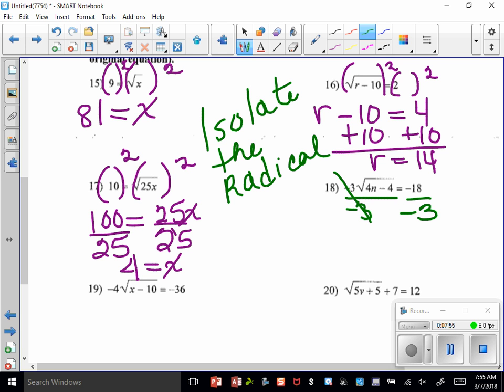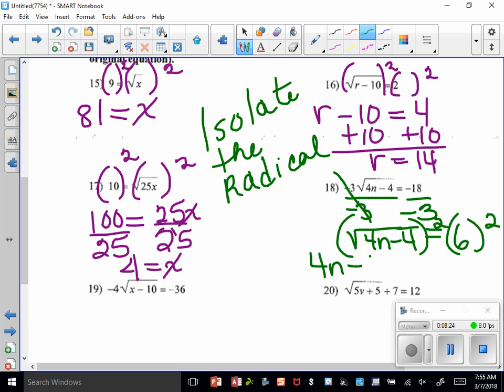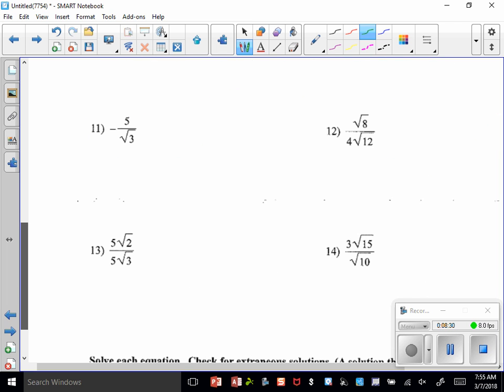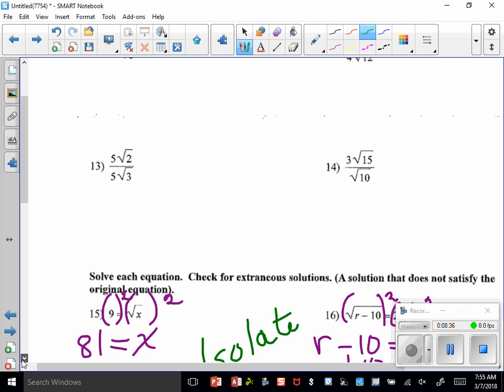So that takes care of getting rid of that -3 over there, because -3 divided by -3 is 1. And then I'm left with the square root of 4n minus 4. And what is -18 divided by -3? +6. So now I'm ready to square both sides. So I'm going to square both sides. So that drops my radical sign. And 6 times 6 is 36. Okay, I'm sorry about that. And you guys should be able to solve it from there.